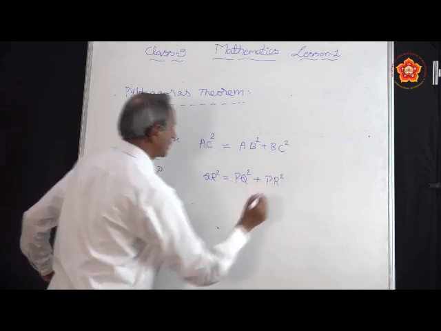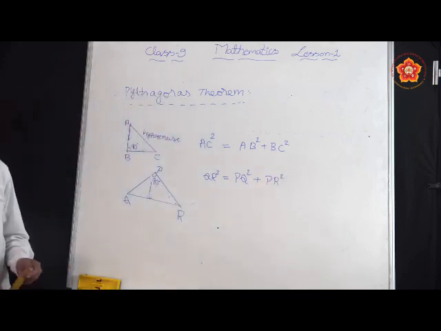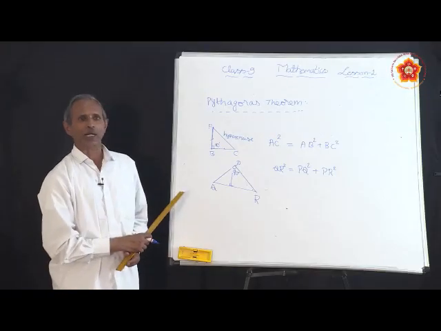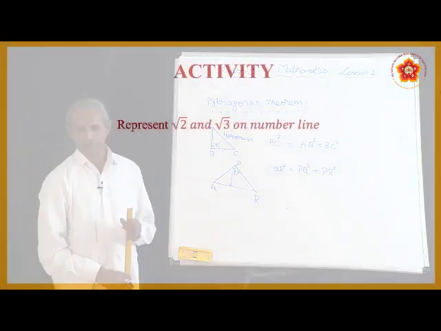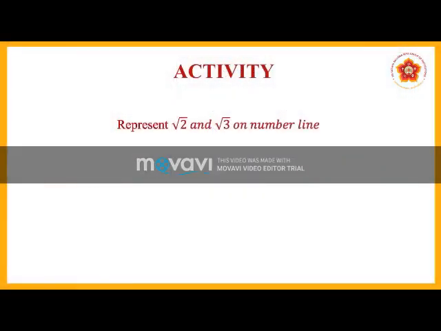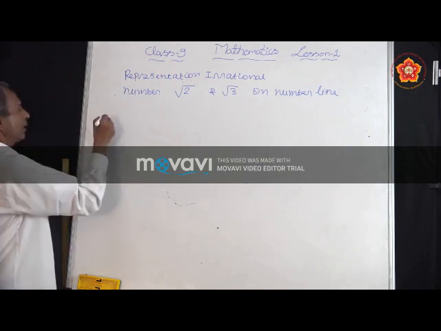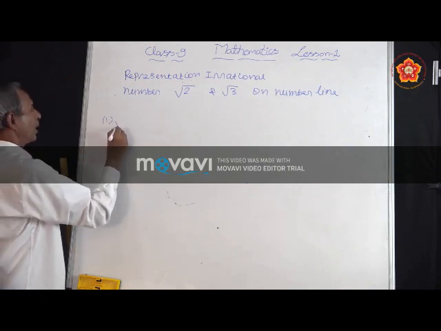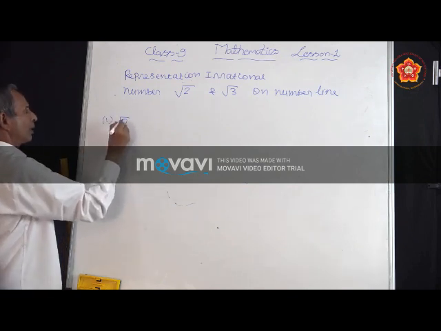By using this theorem, we can locate every irrational number on a number line. Now first of all, let us locate root 2 on the number line.